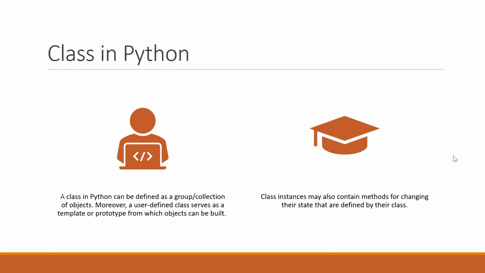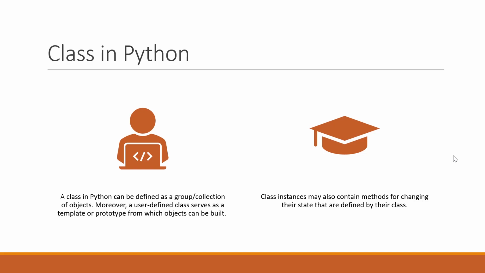Classes offer a way to group together functionality and data. A new class produces a new type of object, enabling the creation of new instances of that type. Now, each instance of a class may have characteristics linked to it to retain its state. Class instances may also contain methods for changing their state that are defined by their class. For instance, if we have an employee class, it should have attributes and methods such as email, name, age, and even salary.